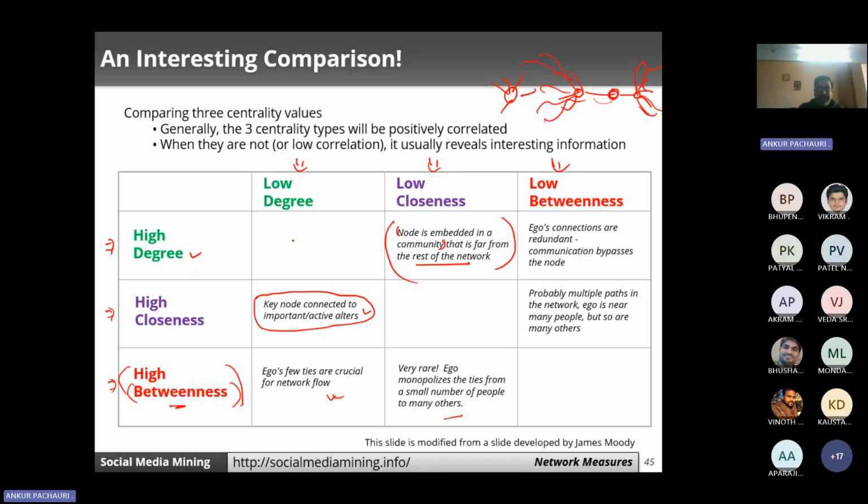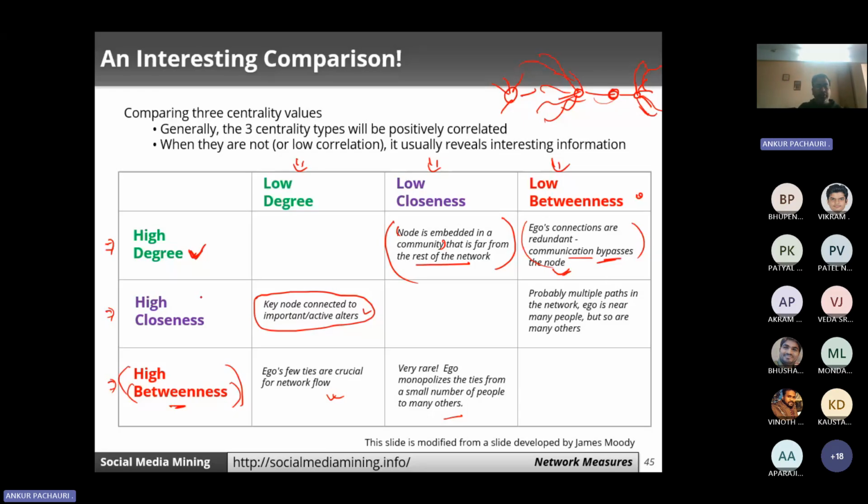If I have a high degree and low betweenness, I have a very high degree, but most of those paths are not passing through me. That means the communication bypasses that node, so ego connections are redundant. Although you may be important and have a high degree, because of your ego, most of them are bypassing you. They are finding an alternate path rather than approaching you.